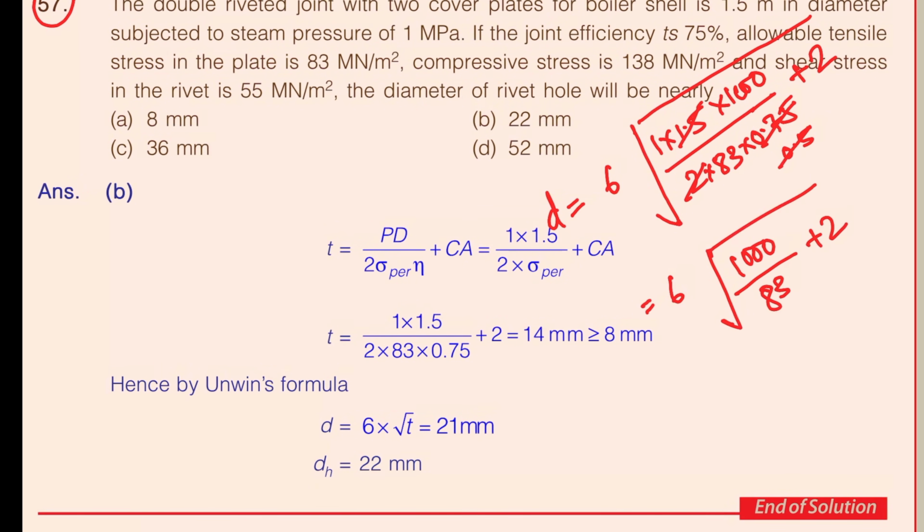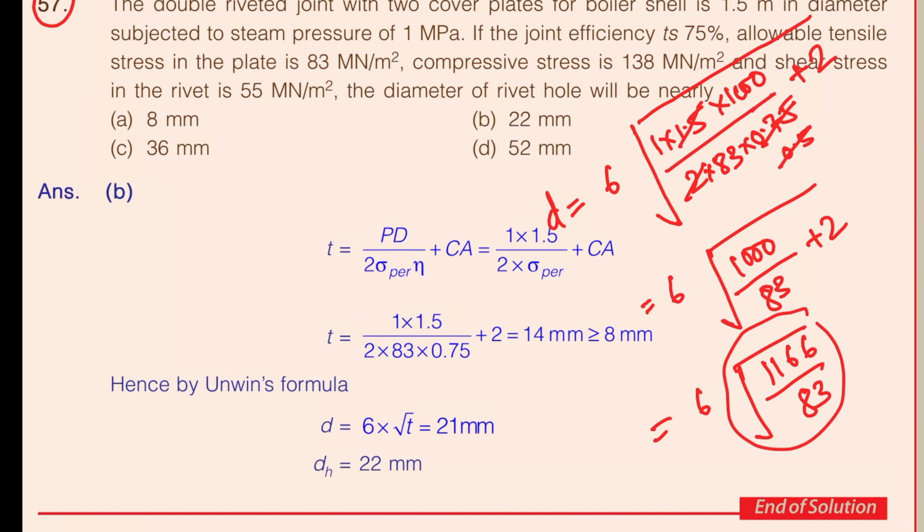Now either I can ignore the 2 or I can consider 2 and then do the calculations. So let's consider it because it is not very hectic. So it comes out to be 1166 divided by 83. Now some number is getting multiplied by 6. Now let's take a look at our options.